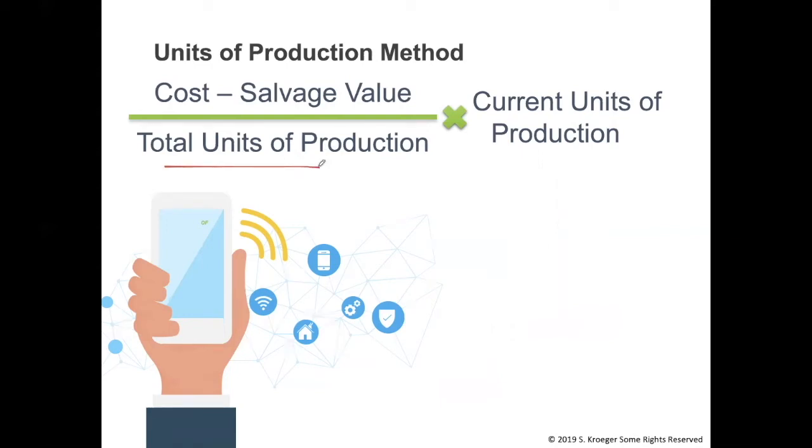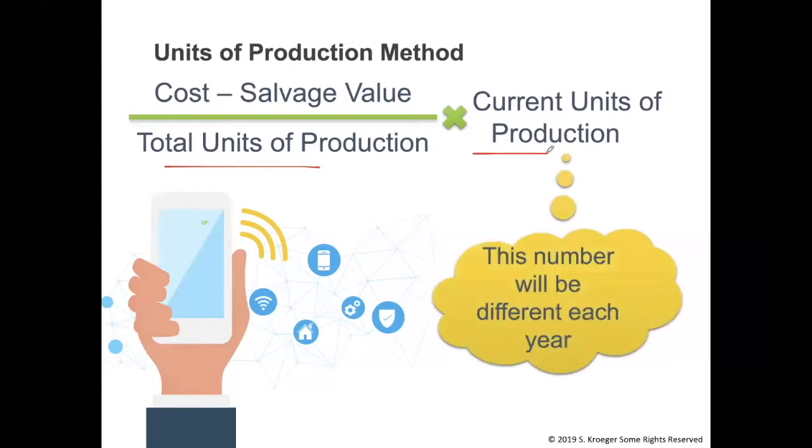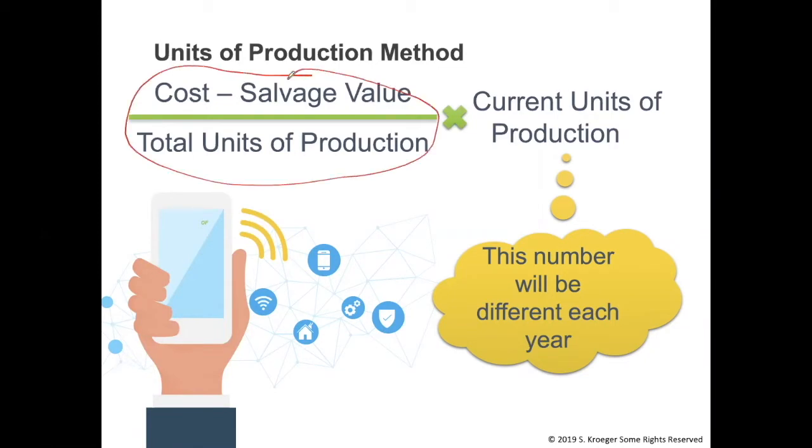I'm going to use 100,000 miles over the life, and then I would multiply it by the current year's miles. This year, I only drove it 10,000 miles. So I would do times 10,000. When you do this method each year, only the current units of production would change. Each year, you will multiply it by the amount of miles that you drove that year in the example of a car. This first part would not change at all throughout the years. We would keep that as is, and we would only change this multiplication part, the current units of production.